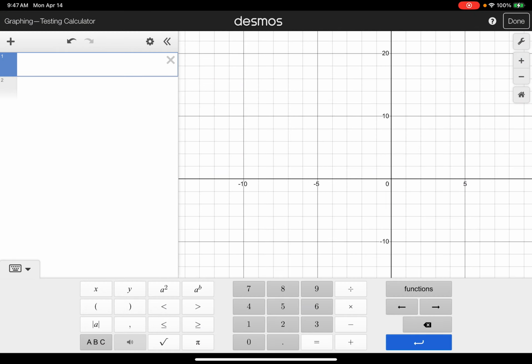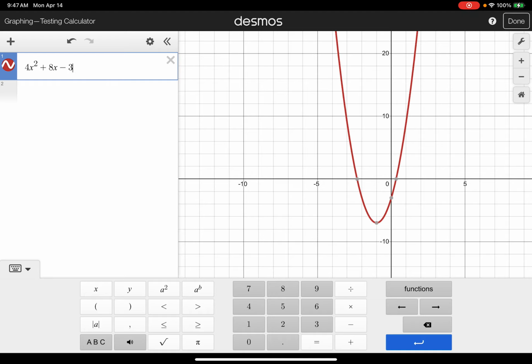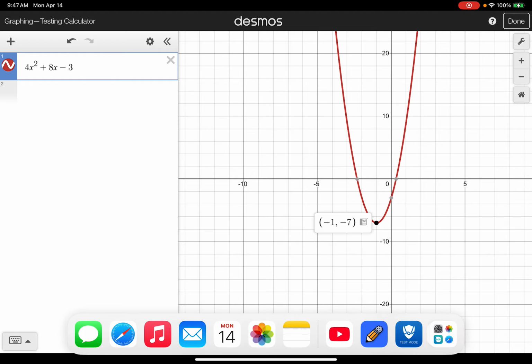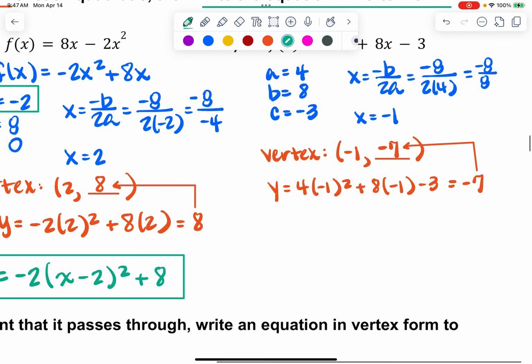So I'm going to go back to Desmos and clear that out. I'm going to type in my function 4x squared plus 8x minus 3. Check my little vertex. Yay, -1, -7. That's what I got. All right, so then I'm going to go back to Notability. Now I should be able to type my function. y equals, it's going to have the same a value of +4, and then just throw in your h and k, but it's the opposite of the h, and then the -7.